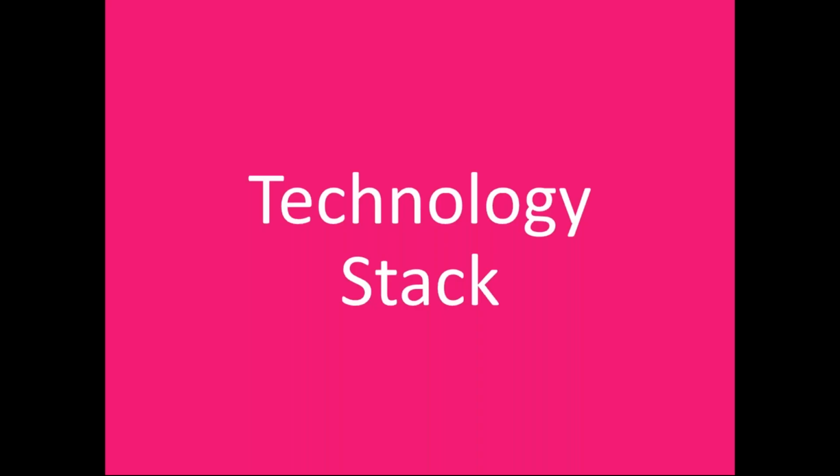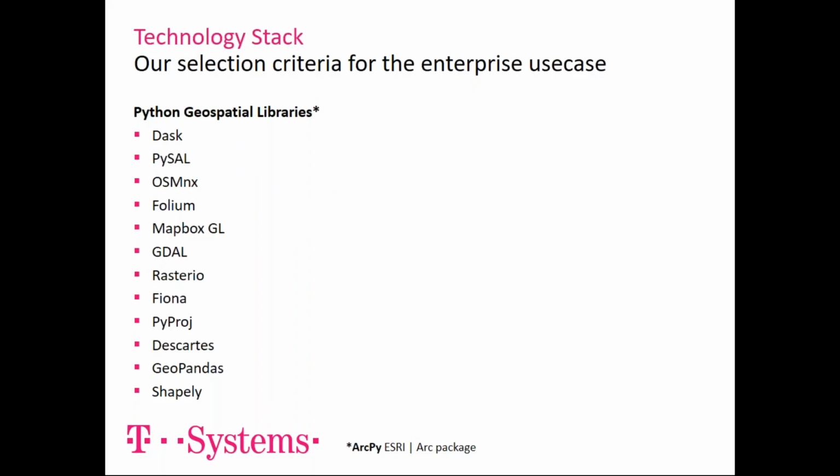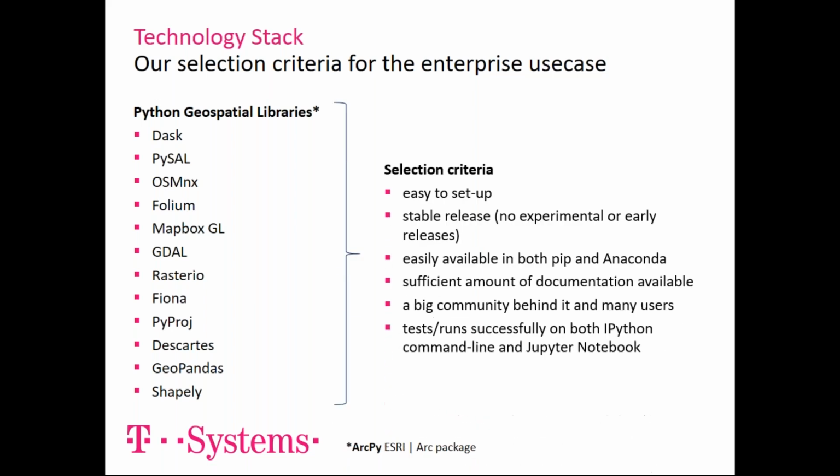So with that, let me switch to the technology stack that we are going to discuss today. First of all, obviously the geospatial libraries. There are quite a lot of them available specifically for Python. We looked at a total of 13 different libraries, and the selection criteria which we find important for an enterprise setup are the following. First of all, the library needs to be easy to set up.